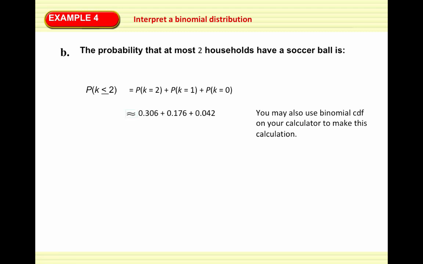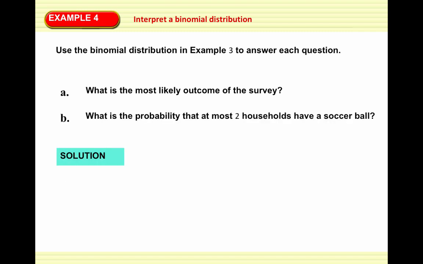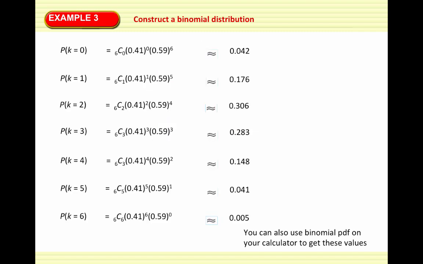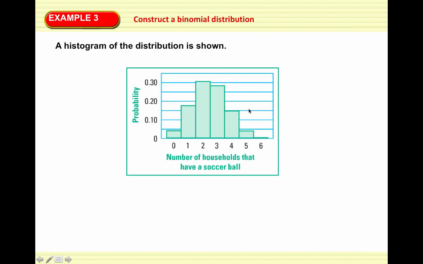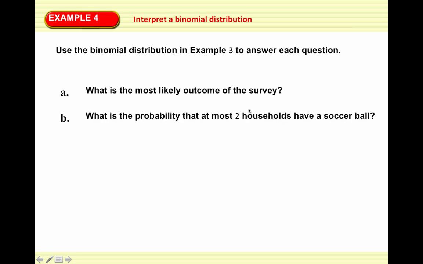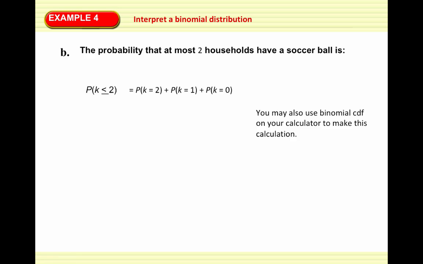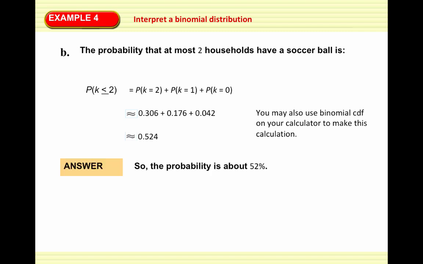But we'll use the values that we've already found here and just do 0.306 plus 0.176 plus 0.042. Where did we get that? Remember, we just calculated those right back here. Okay, so it's these 3. At most 2 is going to be the sum of those 3 values. So you add them up, and you get about 0.524. So a little over half.